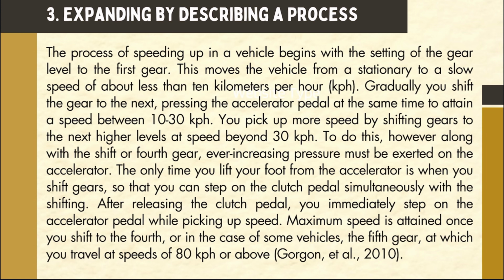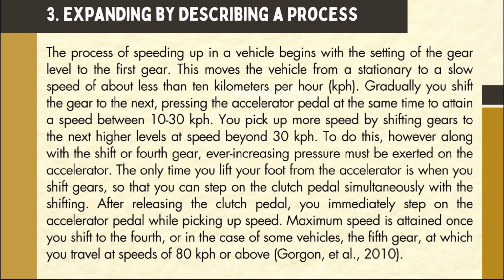Gradually, you shift the gear to the next, pressing the accelerator pedal at the same time to attain a speed between 10 to 30 kilometers per hour. You pick up more speed by shifting gears to the next higher levels at speeds beyond 30 kilometers per hour. To do this, however, along with the shift to fourth gear, ever-increasing pressure must be exerted on the accelerator. The only time you lift your foot from the accelerator is when you shift gears, so that you can step on the clutch pedal simultaneously with the shifting.